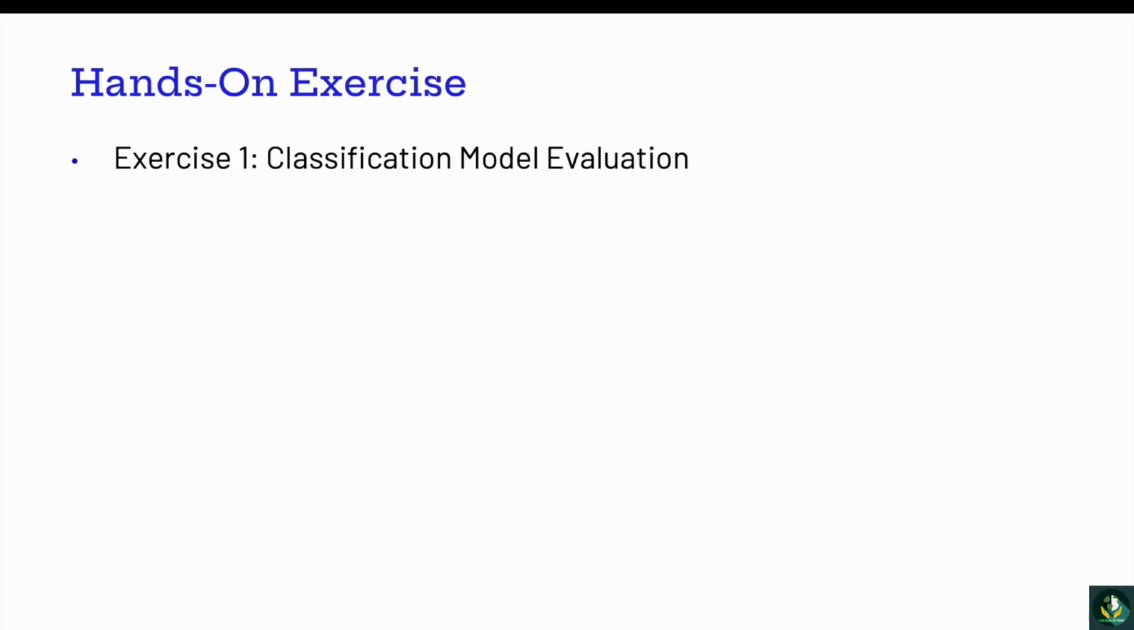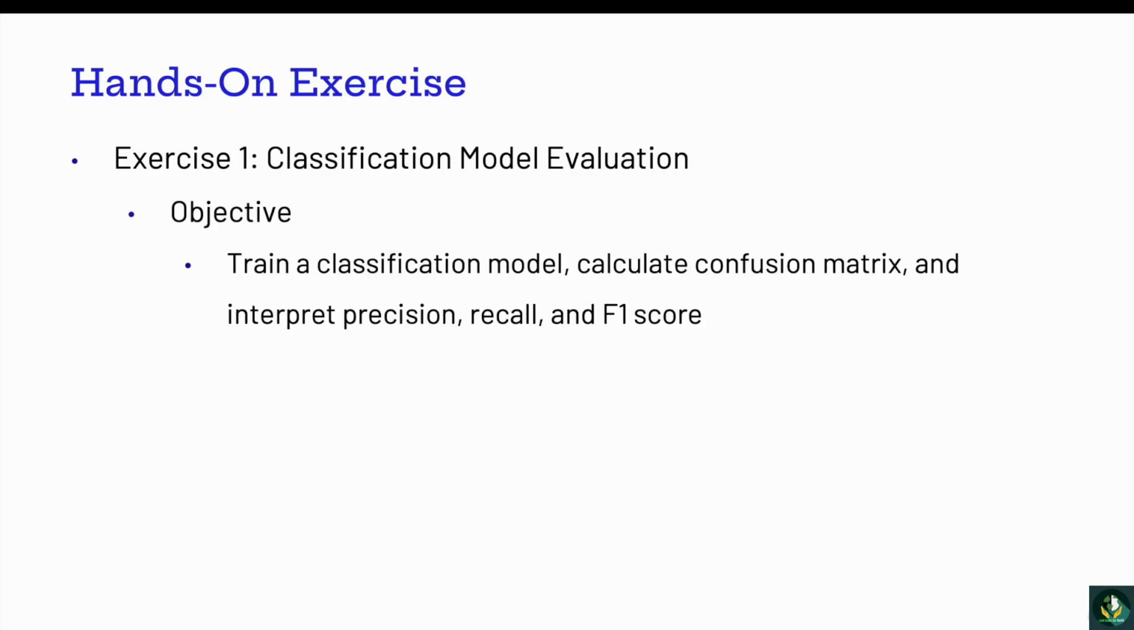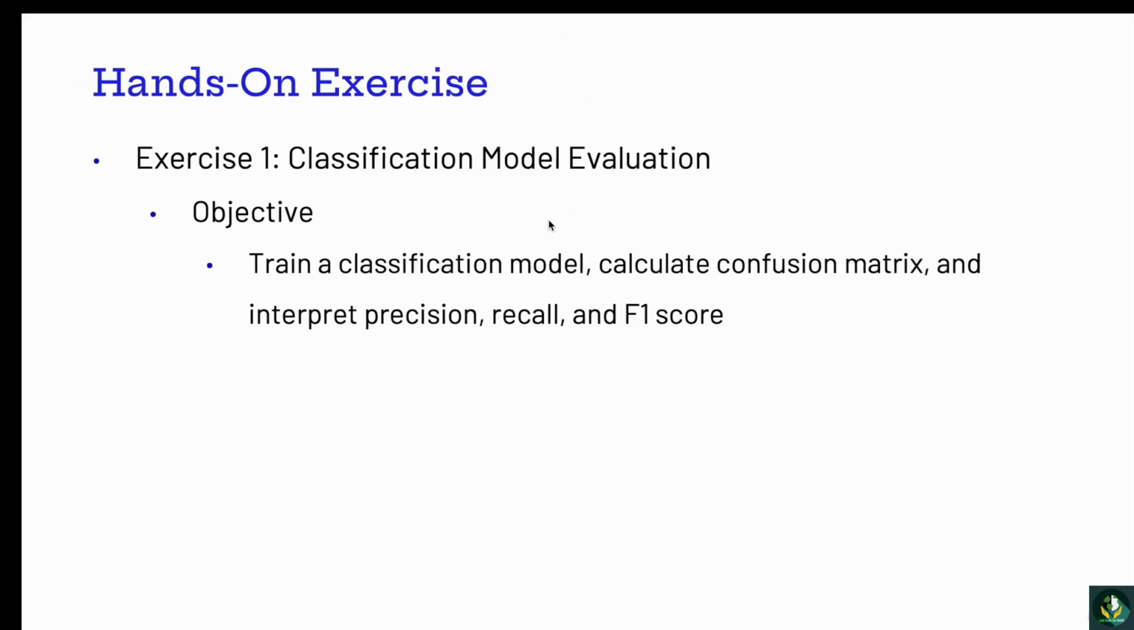Today, we'll be doing two exercises. Exercise 1 will be classification model evaluation, where the objective is to train a classification model, calculate the confusion matrix, and interpret precision, recall, and F1 score. The dataset we'll be using here is the iris dataset, focusing on a binary classification task, for example classifying one species versus others. So let's get started.